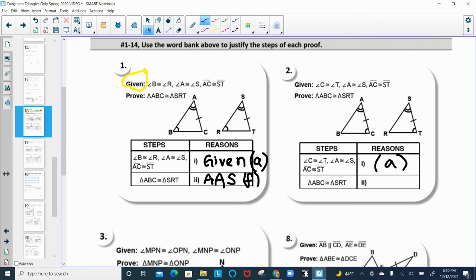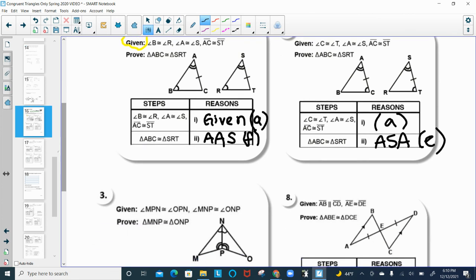Angle, oops, let me grab a pen, sorry. Angle, side, angle, or letter E. So that's kind of how these work. And we're going to continue to do some of these in class together as a group.